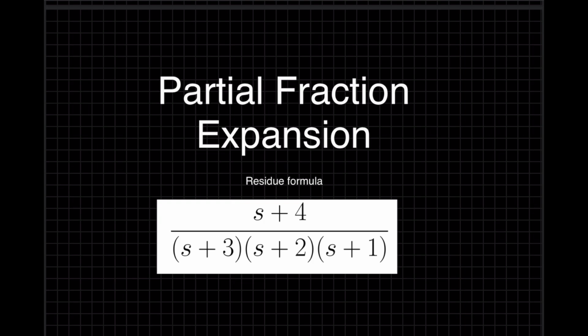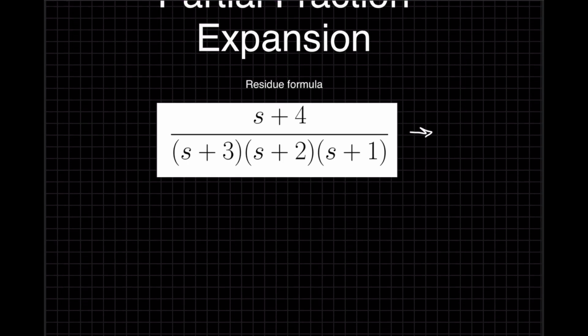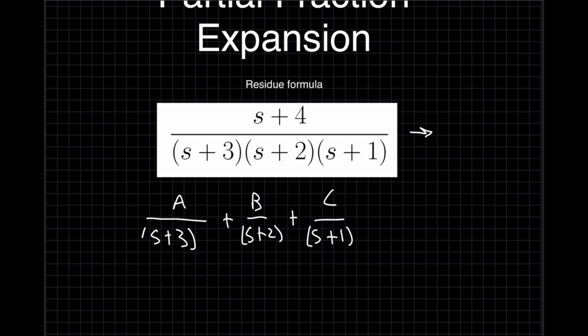In this video, let's talk about partial fraction expansion, and specifically how to solve for the coefficients. So this one is going to be equal to A over s plus 3, plus B over s plus 2, plus C over s plus 1, right? Now our task is to solve for A, B, and C.